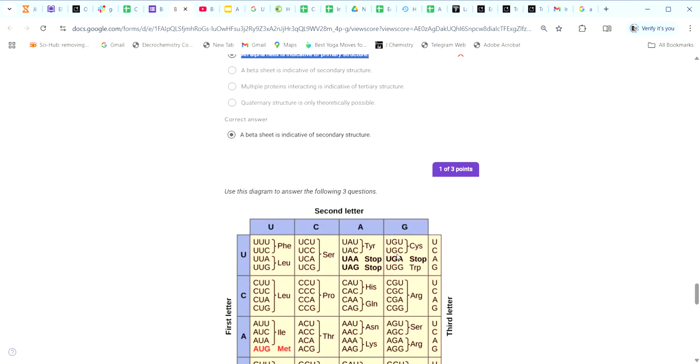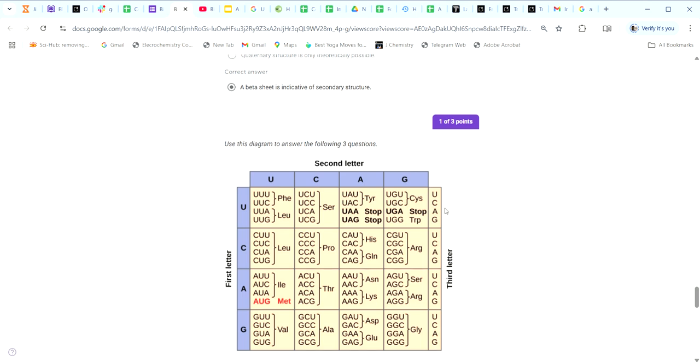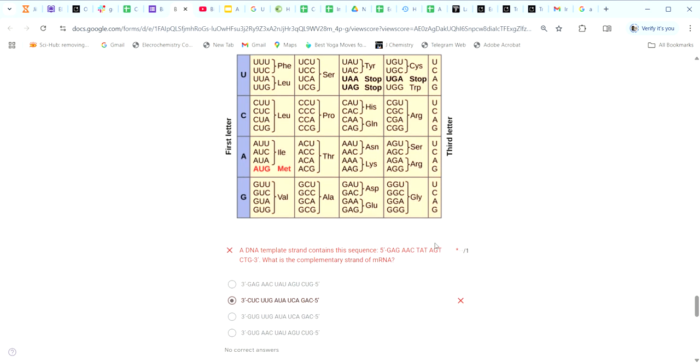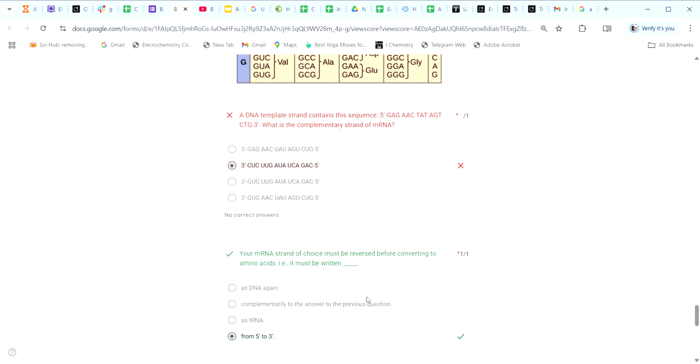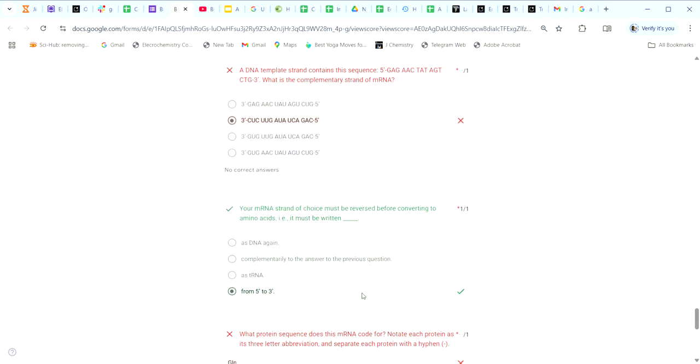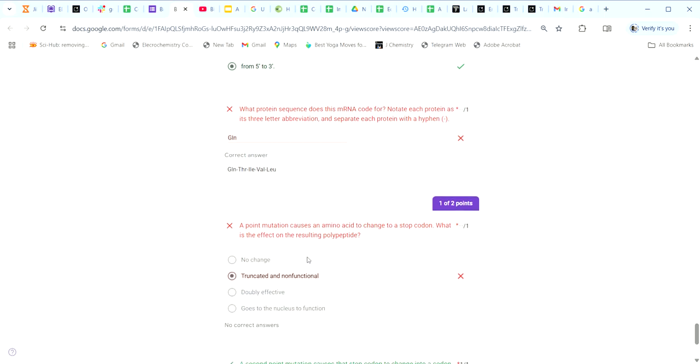And this is the codon part. Okay, this will be glutamine, threonine, leucine, valine, and leucine. And the point will truncate.